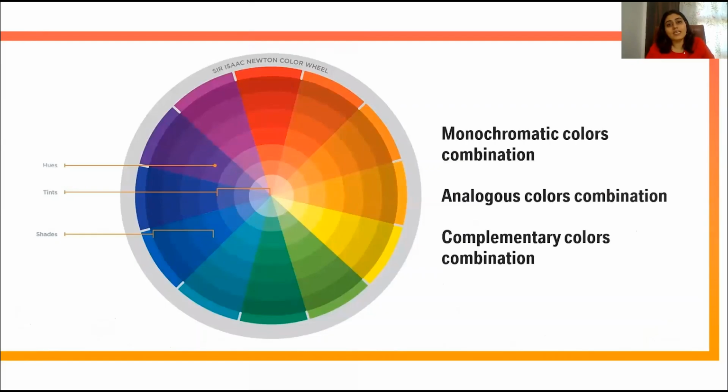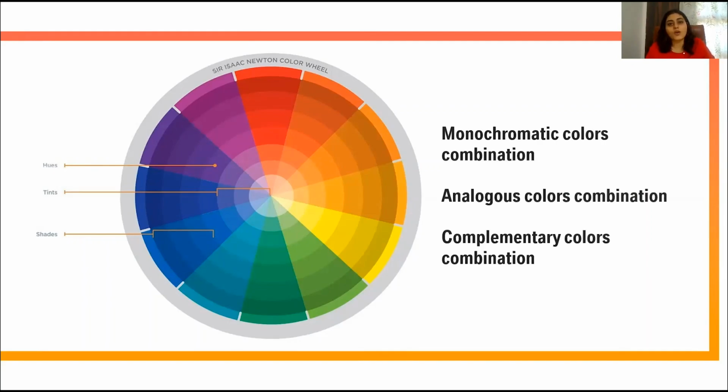Now, how to find these color combinations that you can use in your presentations? There is a science to it all. The color wheel shows you all the colors in the spectrum. And the 3 color combinations that I want you to focus on, out of a lot of those that exist, are analogous, monochromatic, and complementary.